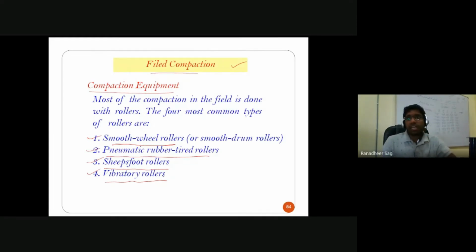Can I use any equipment on whichever type of soil or whichever type of ground? Not exactly. Some types of equipment are very effective for a particular type of soil. So accordingly, we have to use that particular type of equipment to get more effectiveness in the compaction you are trying to achieve in the field.